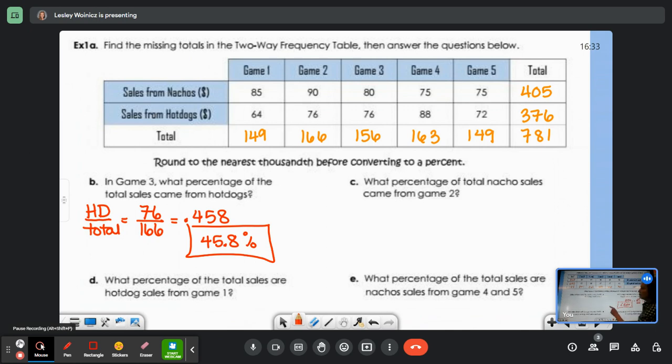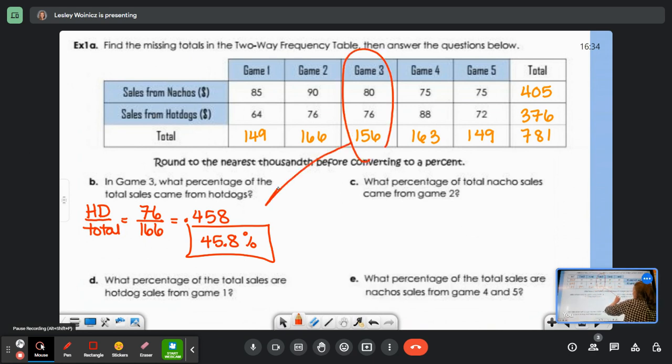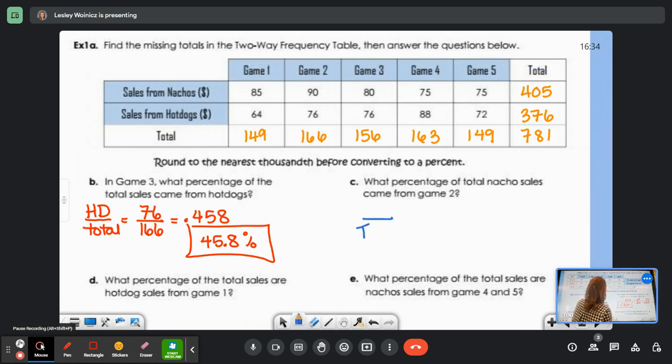Okay, part C. What percentage of total nacho sales came from game two? Now, this time we want the percentage from the total nacho sales. Last time we looked at game 3 and we went vertical. This time we have to go horizontal and we're only talking about nachos. So I'm looking at all the nachos, and my total for the nachos is 405.